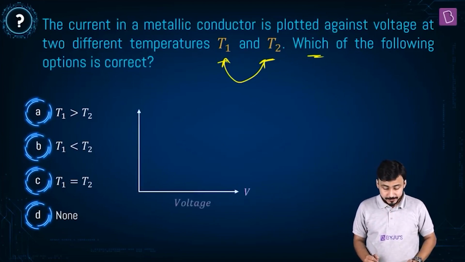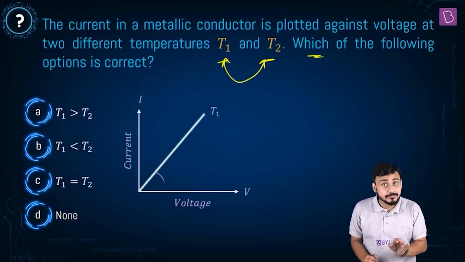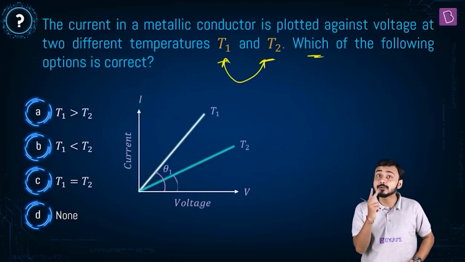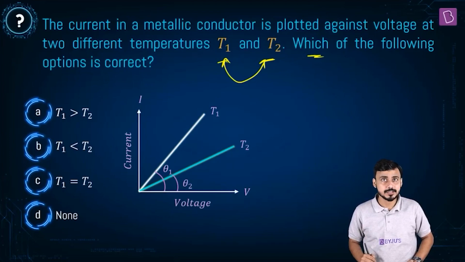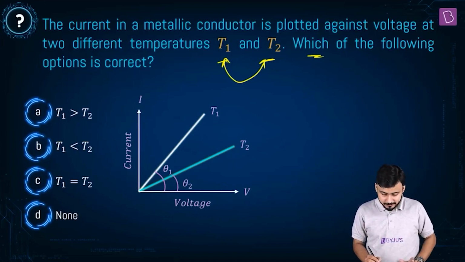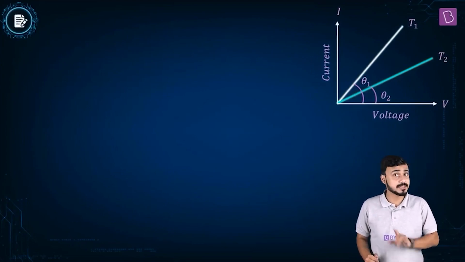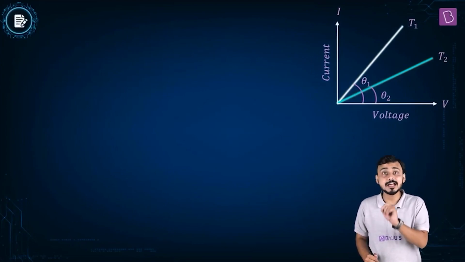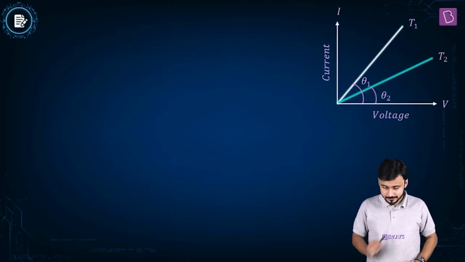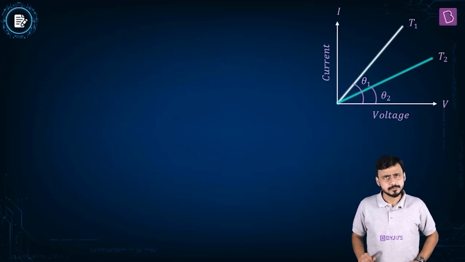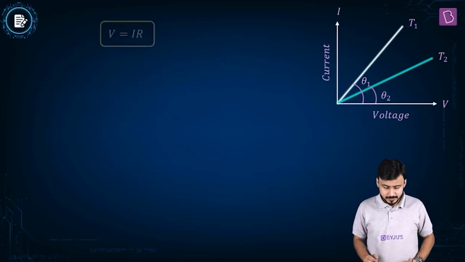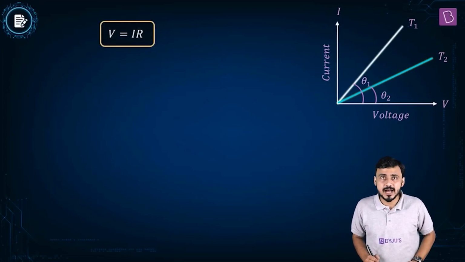So what is the graph? This is the graph given to you. I versus V graph at two different temperatures, correct? Okay, very easy. How to compare T1 and T2? T1 is the temperature in the first case, T2 is the temperature in the second case. Please understand this. I versus V is a straight line. That's okay. So you know this formula, V is equal to IR across a metallic conductor, right? Ohm's law, correct?